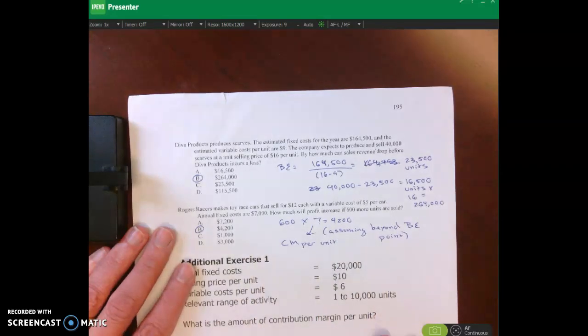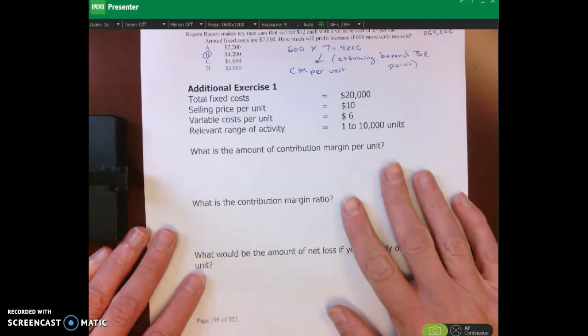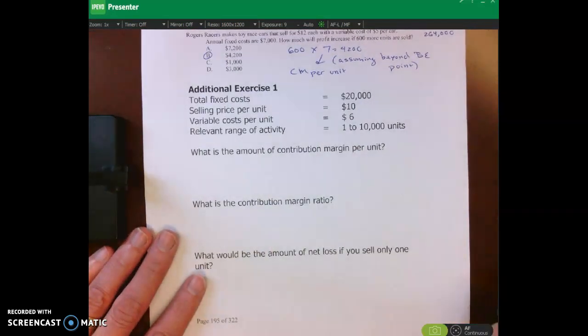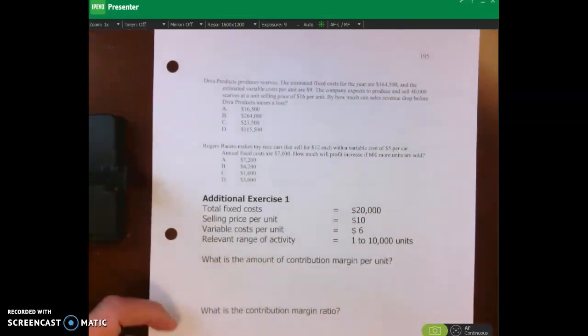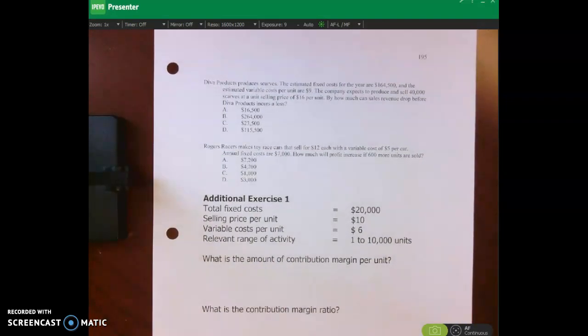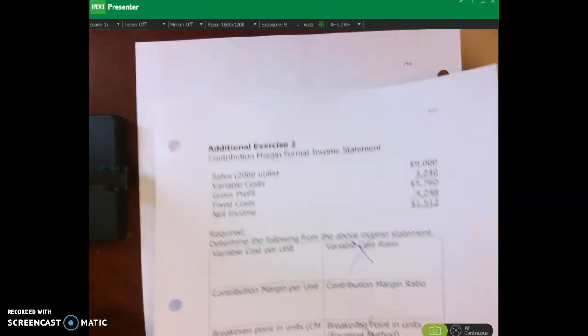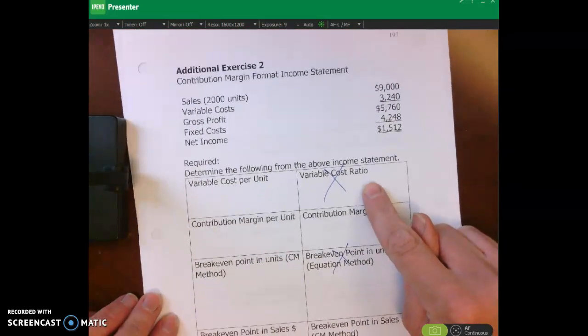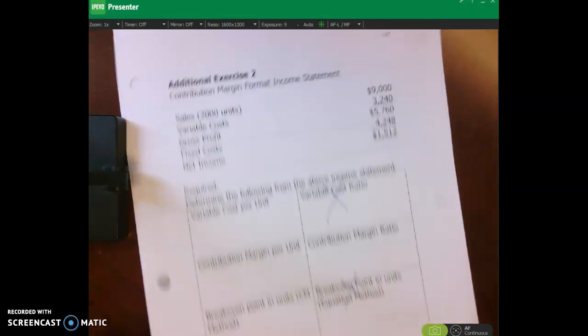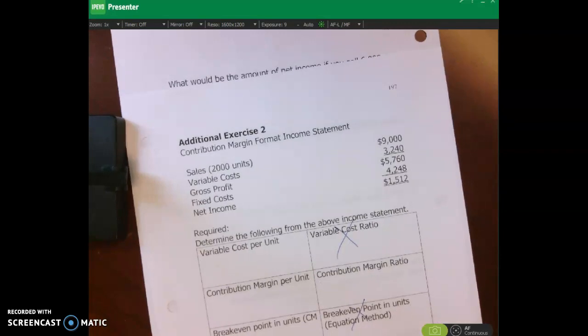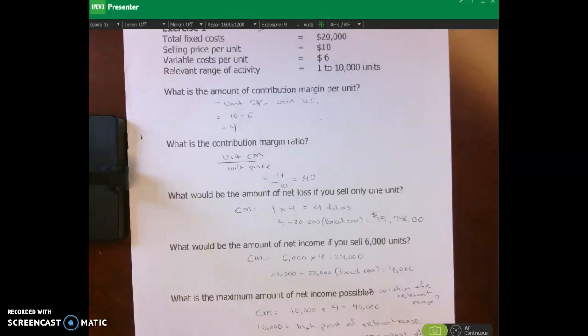Okay. So what I want you to do now is do additional exercise 1. If we look over here, I want you to do additional exercise 1, as I have here. And then I also want you to do additional exercise 2, but you don't need to calculate the variable cost ratio and then the break-even point. Go ahead and pause the lecture video, do additional exercise 1 and additional exercise 2, and then we will review it. Thanks. Okay, so let's see how you did.